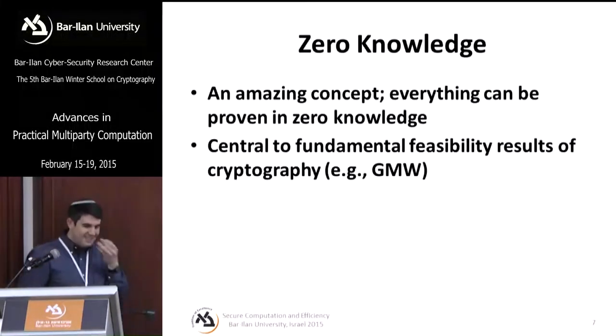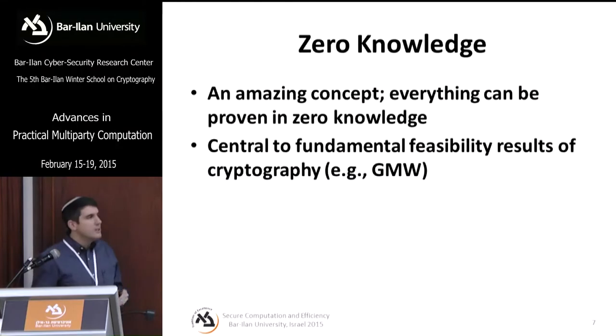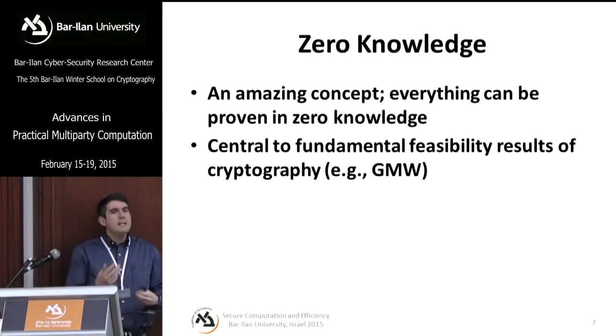Okay, so it's an amazing concept. A central basic result of the theory of cryptography is that any statement can be proved in zero knowledge. Not only every statement in NP, actually every statement in IP can even be proved in zero knowledge. The fact that every statement in NP can be proven in zero knowledge was proven by GMW, Goldreich, Micali, and Wigderson, in '86. And this means that anything that you want to prove can, in principle, be proven in zero knowledge.